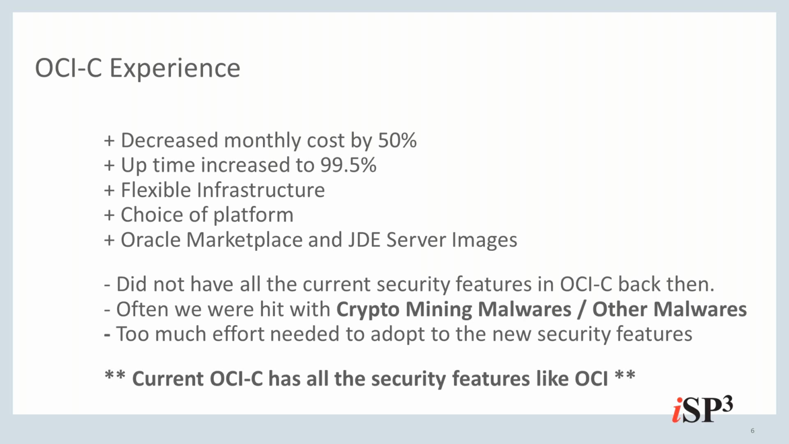And since all the security features are currently available in OCIC, definitely we have an option. We can adopt all the new security features in OCIC. However, we need some time to migrate all our data, configurations and servers into the new security. So it's a fair bit of effort to get all the features up and running. Because of that reason and a few other reasons, we decided to move on and take advantage of the second generation cloud, which is the OCI.